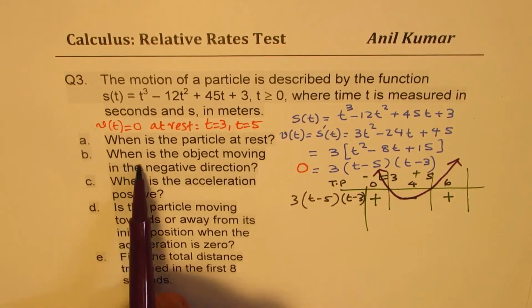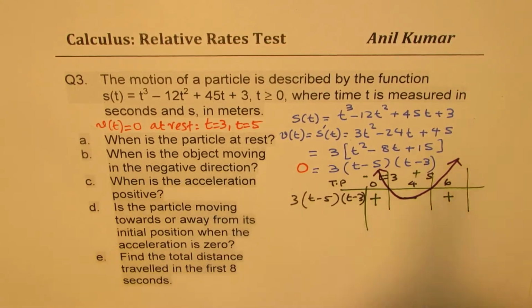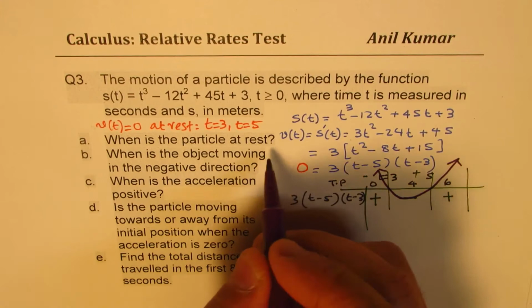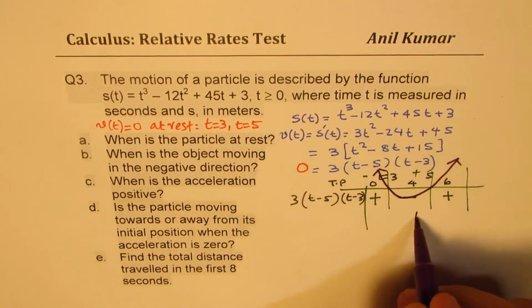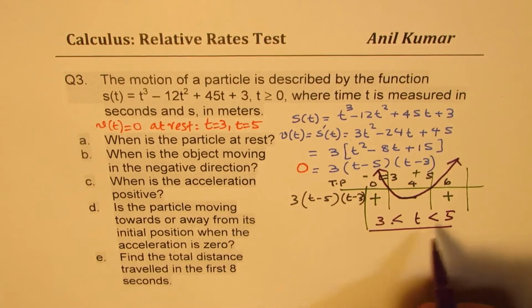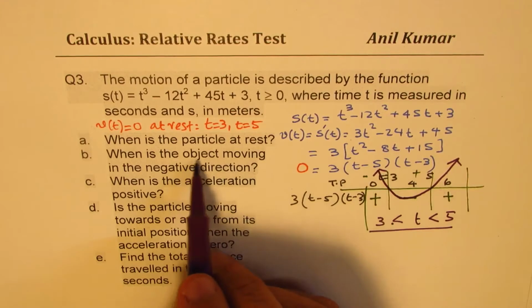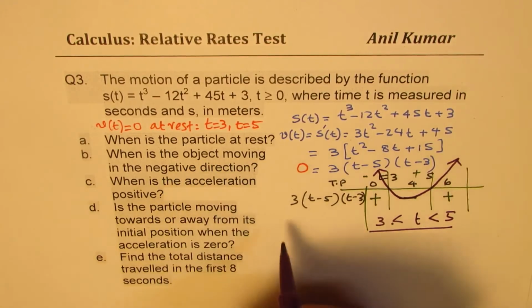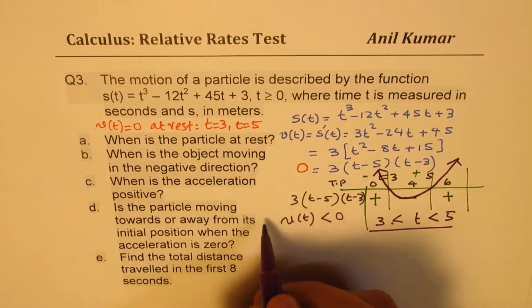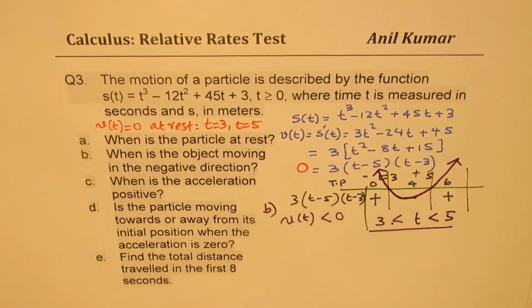So when we ask when the object is moving in the negative direction, it is when t is greater than 3 and less than 5. This is the time when the object is moving in the negative direction, or we can say v of t is less than 0, correct? So that is the part B answer. I hope this is absolutely clear, right?